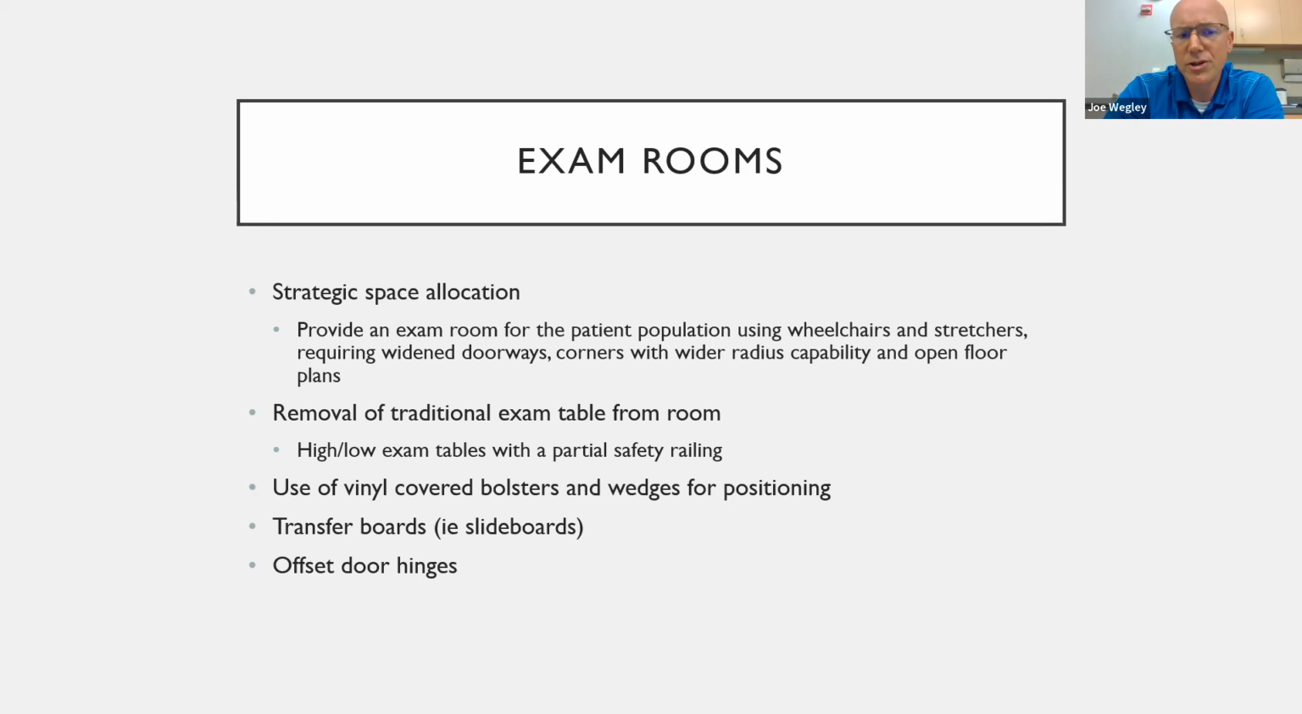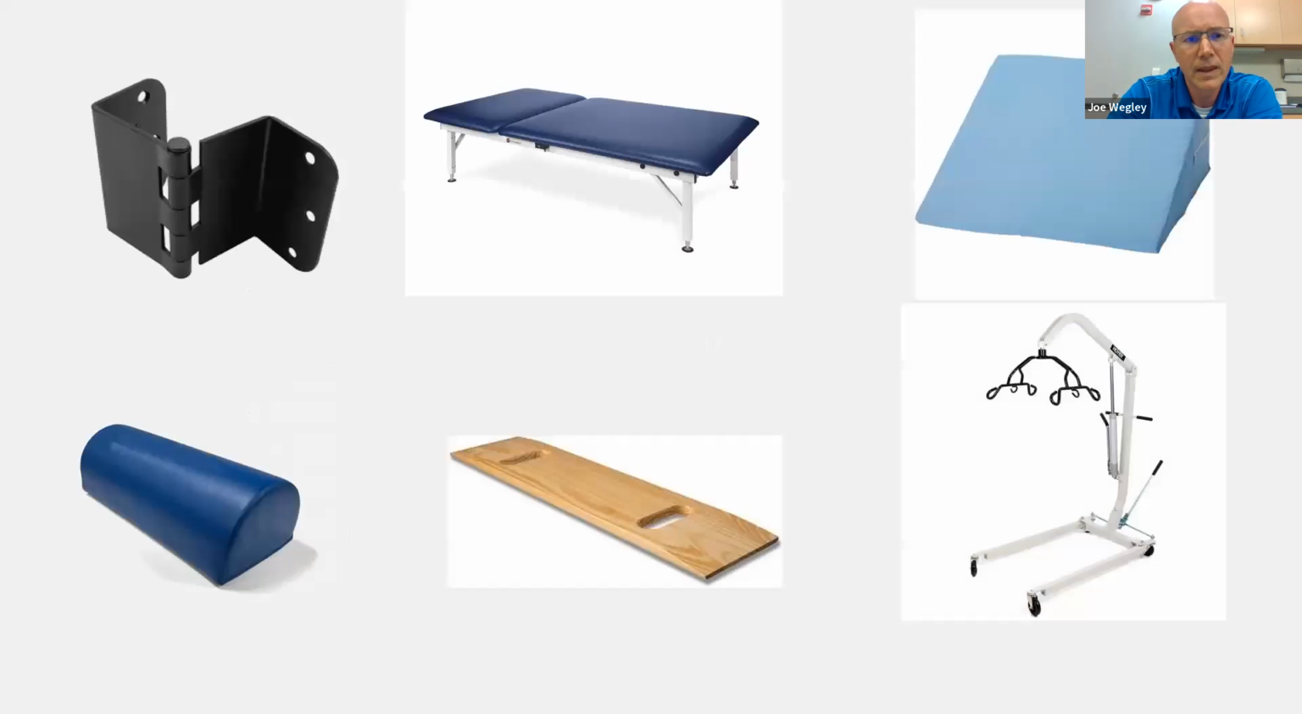If you encourage your patient to move to and from their chair, the use of a transfer board is valuable. There's a picture on the next slide, but it's a board that goes underneath the patient and provides a bridge between their chair and the mat table. And then finally, they do manufacture offset door hinges that allow the door to be tucked behind the door jamb, which clears a little more space when the doors open.